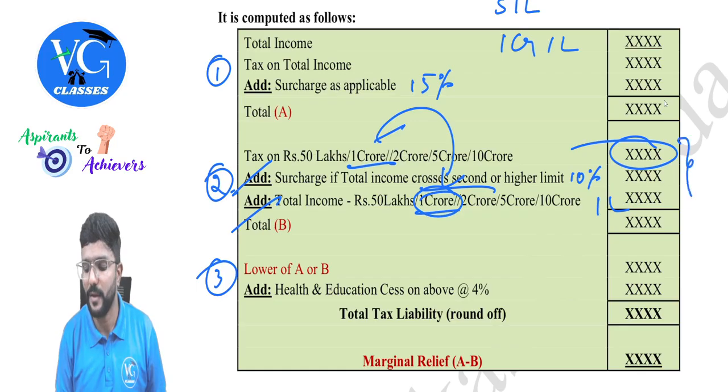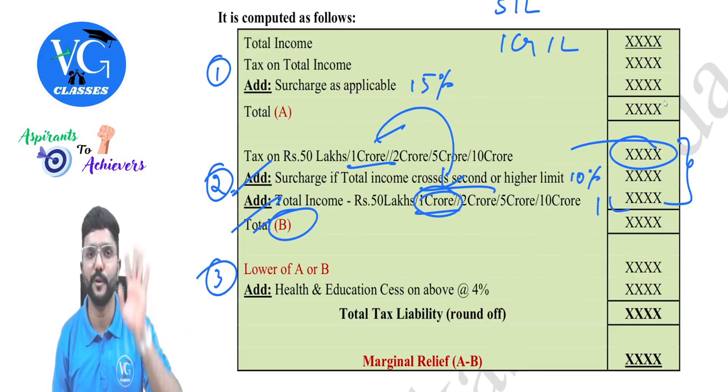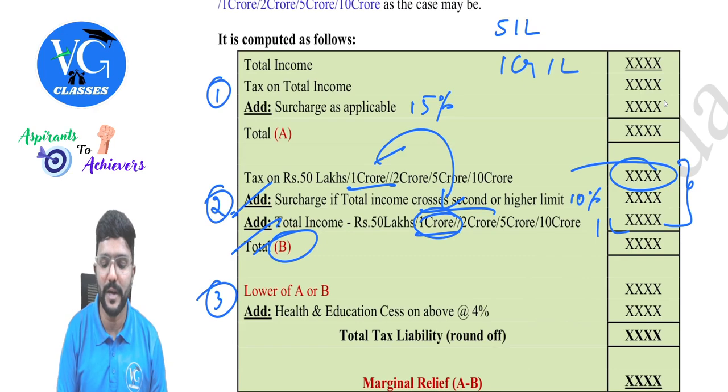1 lakh. Now add up all these three. We will get B. Compare B with A. Take whichever is lower, plus 4% health and education cess. Is that clear?